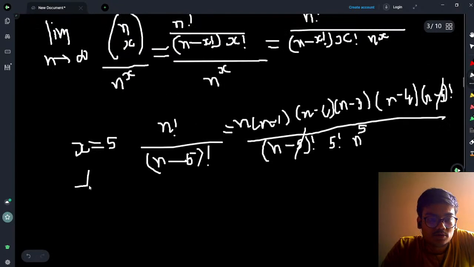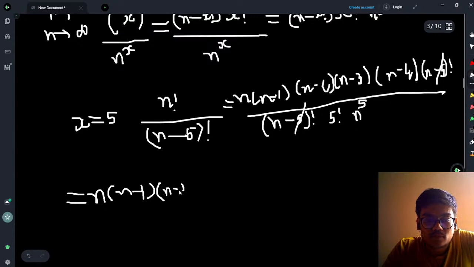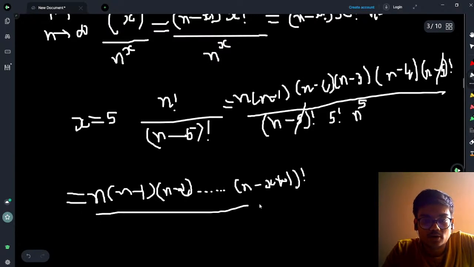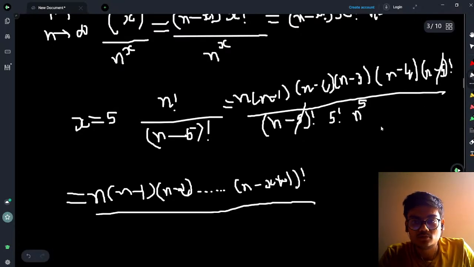So let me write like this: n, n minus 1, n minus 2, like that, up to factorial n minus x plus 1. You can put the value and check it. Like if we are putting 5, we are getting n minus 4.